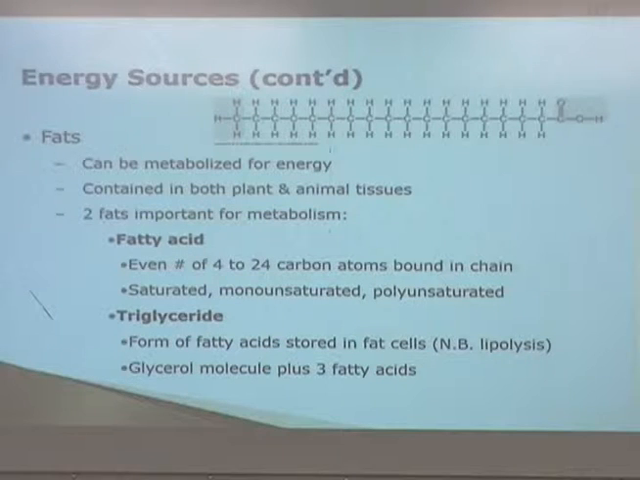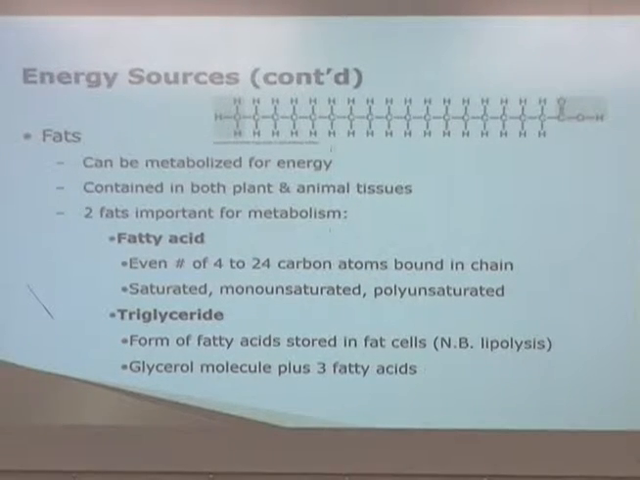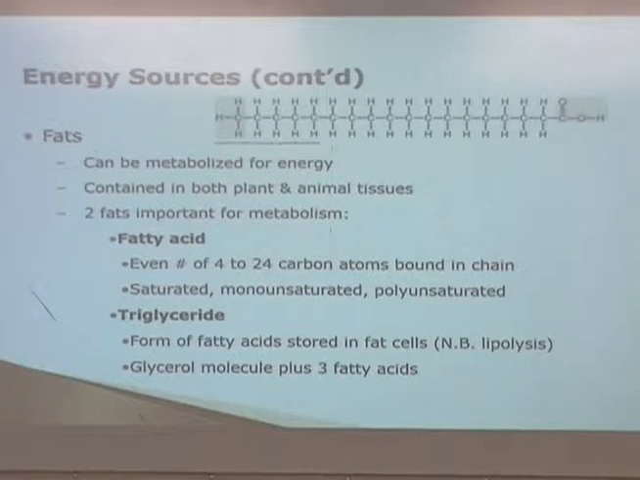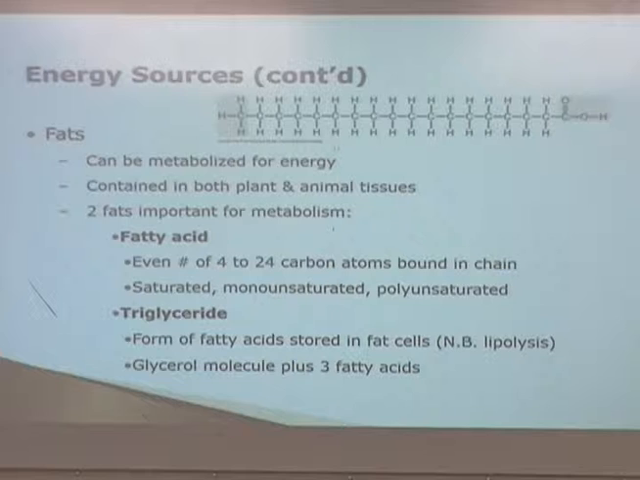So when I look at a fat molecule, we can break fat down and use it as an energy source. So fat can be an energy substrate as well for us. And we can find fats in plant tissue or in animal tissue, but nuts have high fat content, some beans have high fat content. Right? So it's not only animal products that have fat in them.